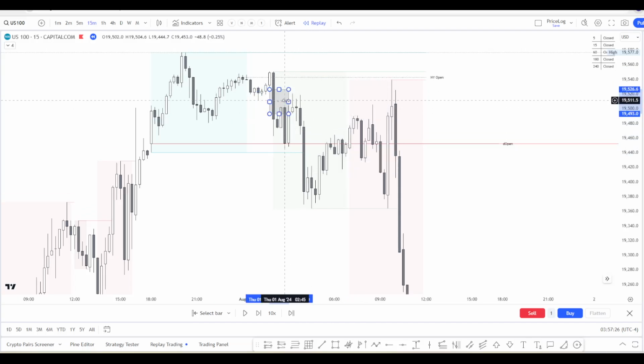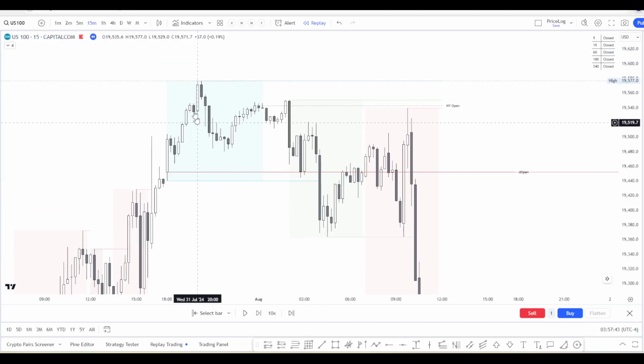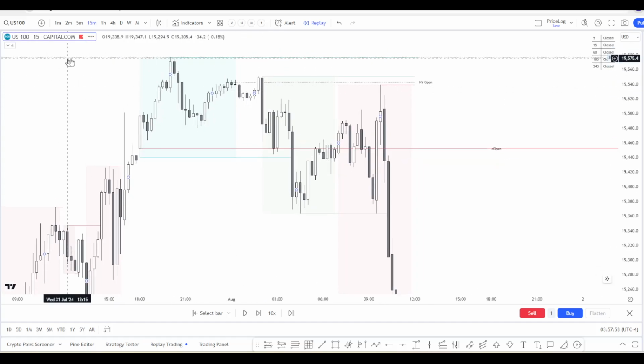What I'm trying to show you here, and why I'm going to the 15-minute, is that a 15-minute change in state of delivery in London usually holds for the rest of London. Here you have this change in state of delivery, and from here you're bearish, right? We go up, we make a stop hunt, you're still bearish at this point, coming from that daily fair value gap, so we're still just looking for bearish.